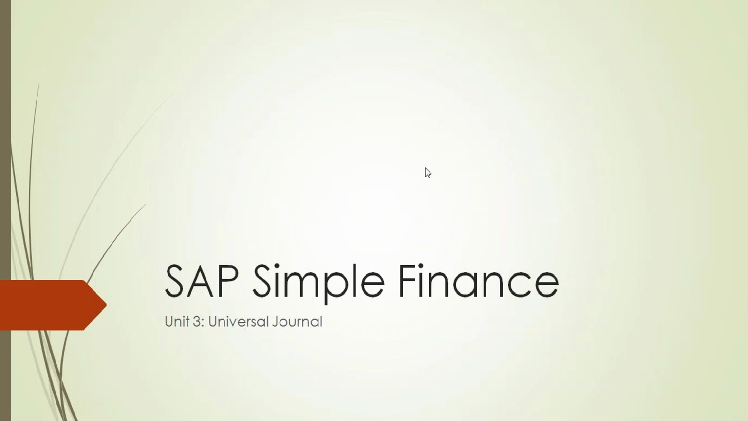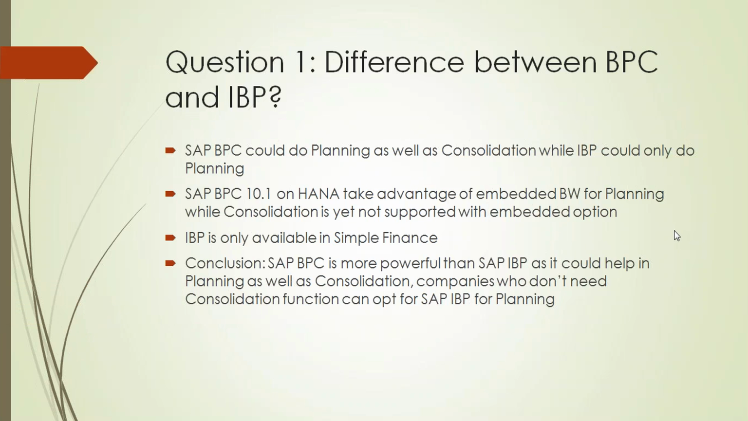So question number 1 was the difference between BPC and IBP. Someone was asking whether BPC is required or IBP will remove the need for BPC. Last session we also discussed this, that BPC is for consolidation plus planning. Integrated planning based on SAP HANA is possible in BPC, but consolidation is still standalone. Even if you are using BPC 10.1, planning will be supported real-time, embedded on SAP HANA, but for consolidation you have to implement a separate server in which the consolidation will take place.